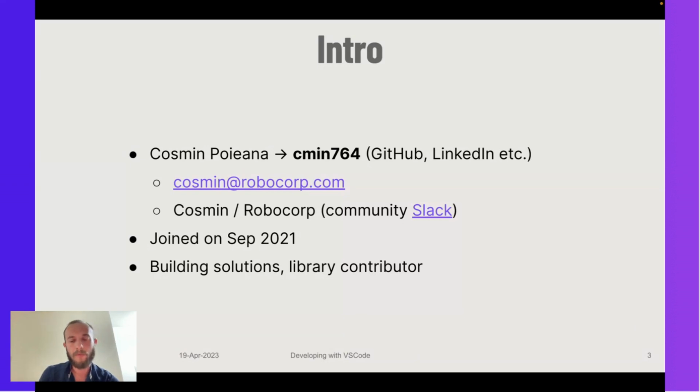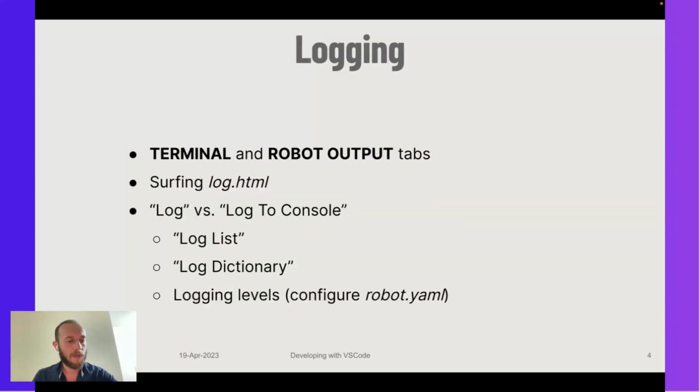So that will be the thing that we'll be using right in VS Code to build robots. That's exposing the keywords. So starting with the first thing here, what is actually logging, I will show you two things that are really helpful to understand better what happens in a robot when you run it, and after you run it: the terminal and the robot output tabs of VS Code.